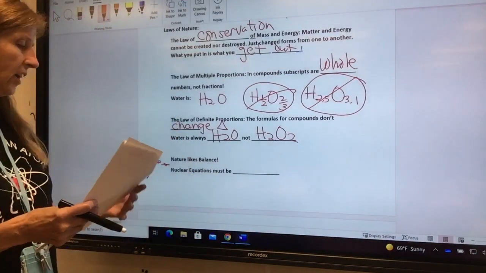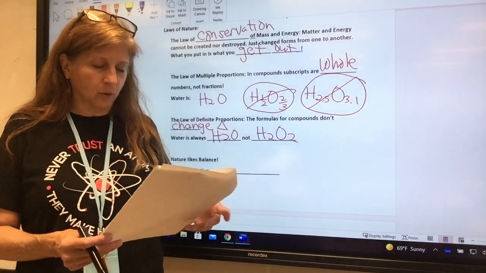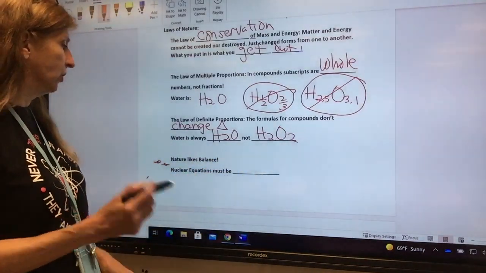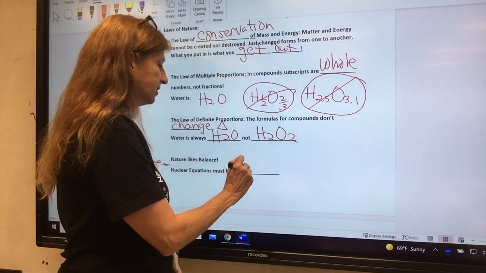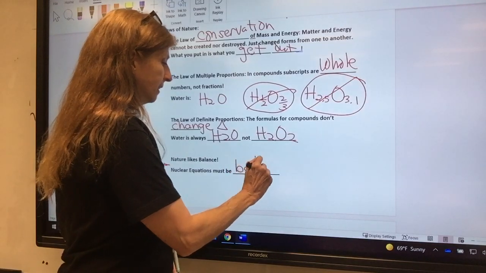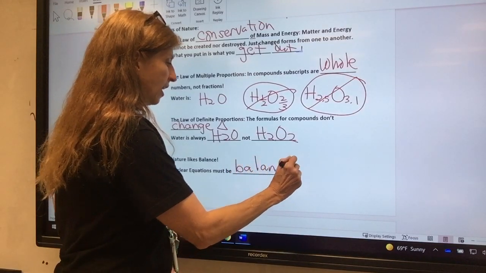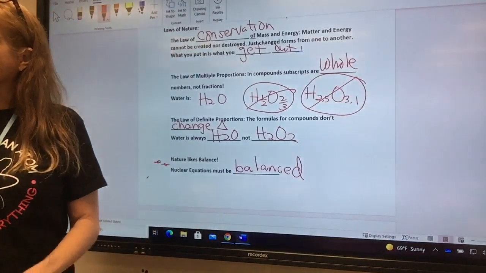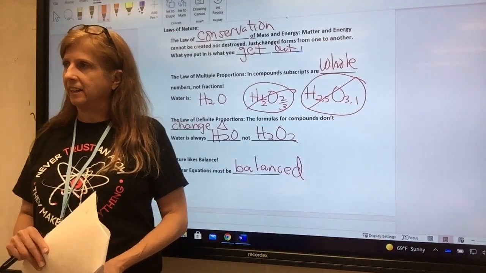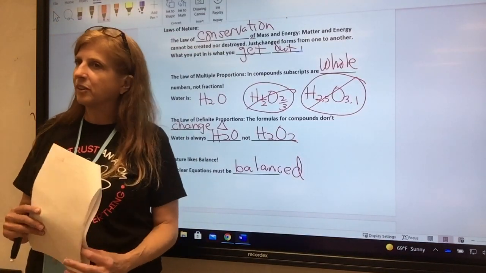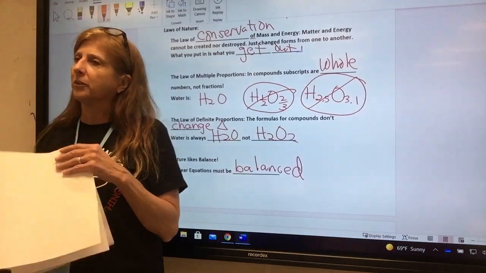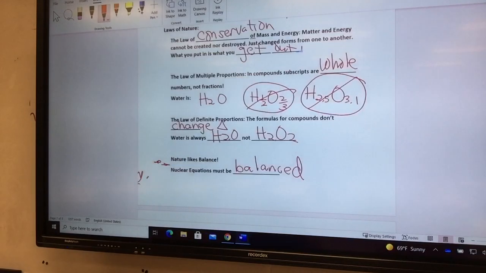All right. So the next idea is that nature likes balance. So nuclear equations, like regular equations, must be balanced. They must be balanced. And you're going to have a worksheet tonight for your homework to practice it that will be part of your packet. Aren't you excited? Yay! You know, if you don't practice it, you won't do it on the test. So it is good to have practice.